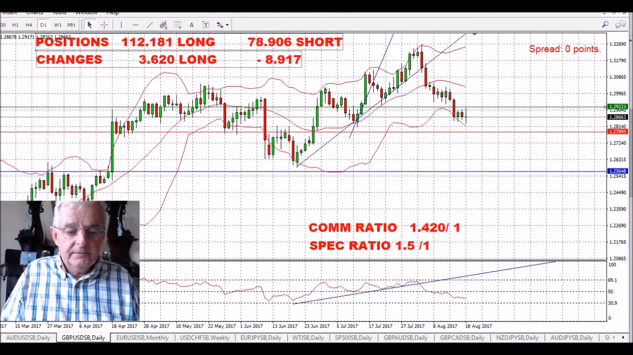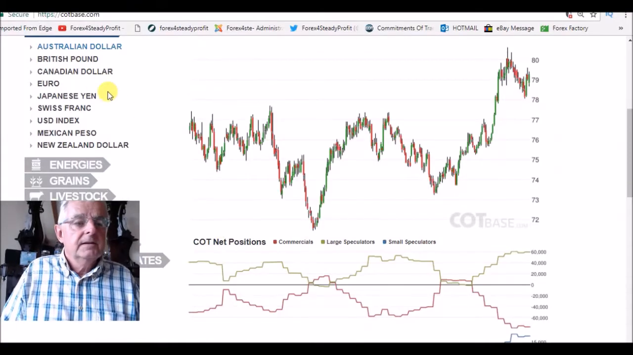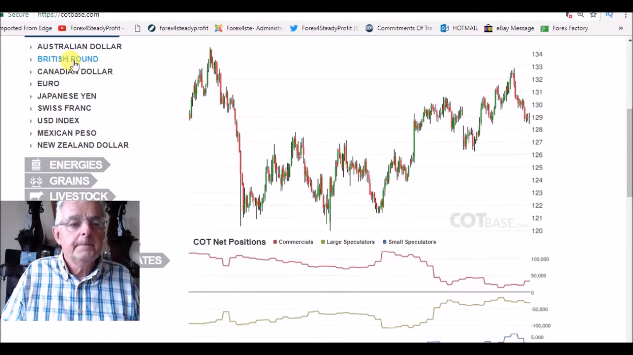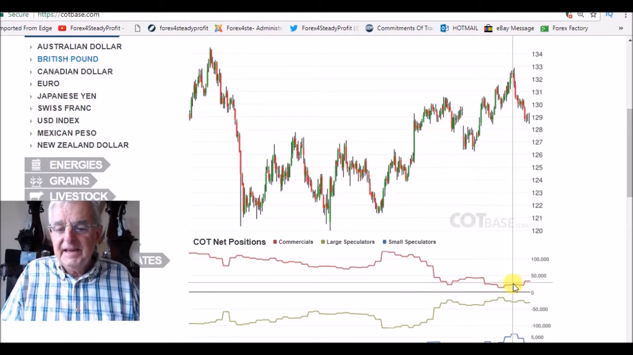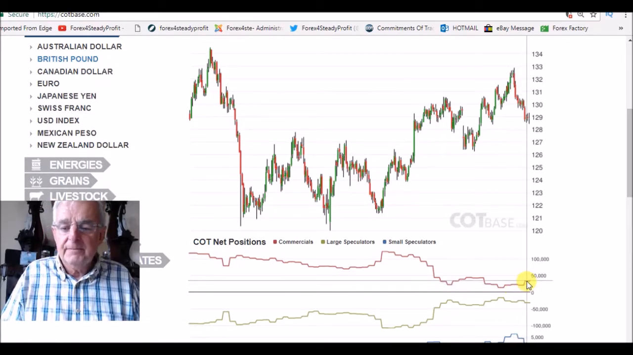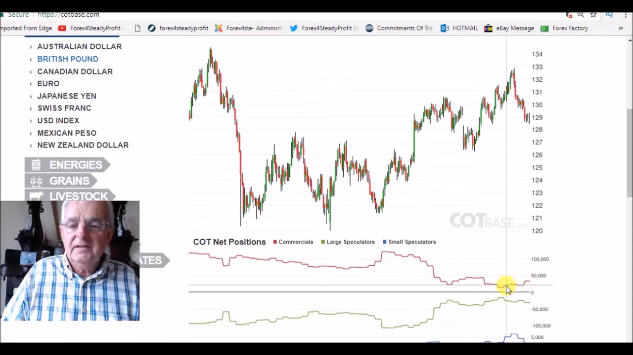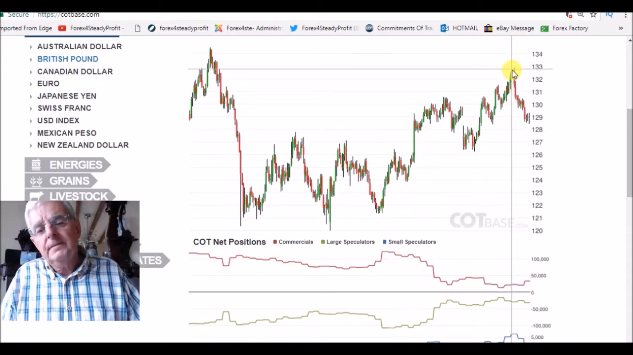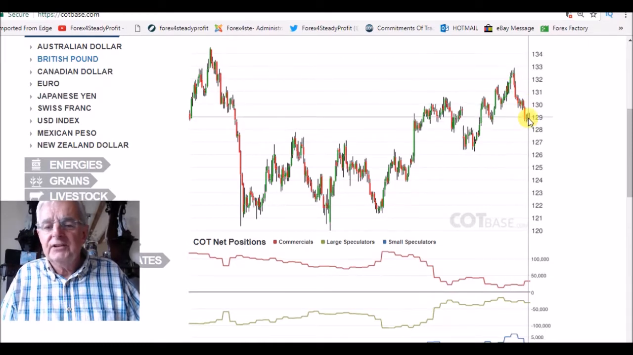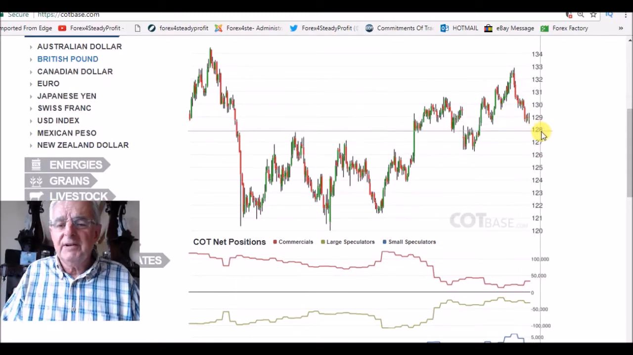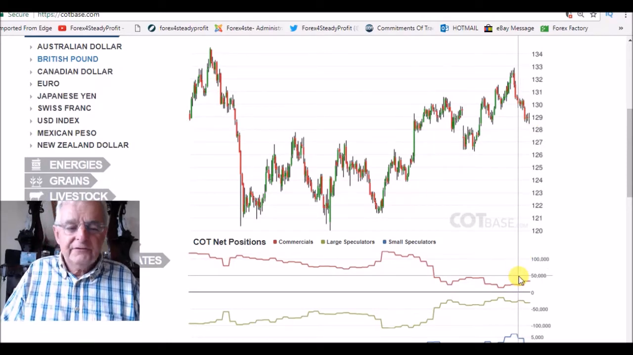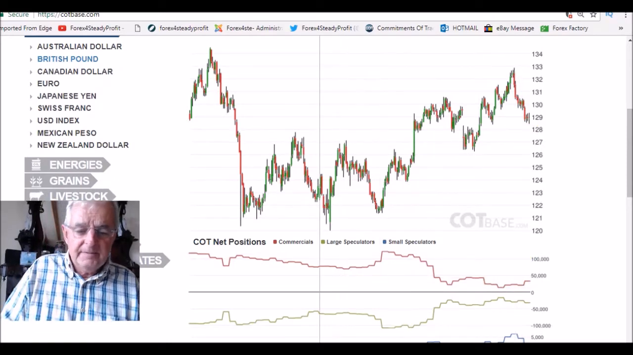Here's the pound, the British pound. We're basically as bearish as we have been for a long time, and we've just lifted up a little bit off the bottom and got a bit more bullish. The pound has fallen down, and we're about the 129 level at the moment. I think it might just follow through to the 128, which is about what I was expecting. From there, I think we'll be looking to buy back up.